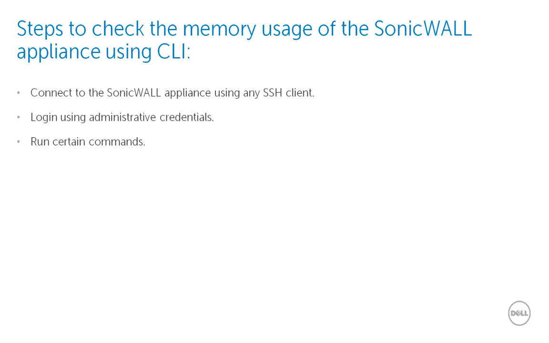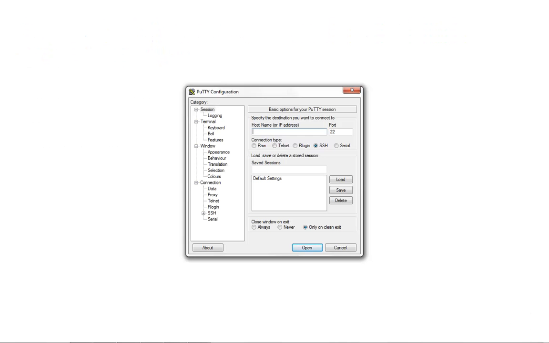In this video, we demonstrate how to connect to the command line interface and check the memory usage of the SonicWALL UTM appliance. We can connect to the command line interface of the SonicWALL appliance using any terminal software. In this video for demonstration, we have connected a computer to the X0 interface of the SonicWALL. The X0 interface is assigned the default IP address of 192.168.168.168. Once connected, log in using the administrator credentials.